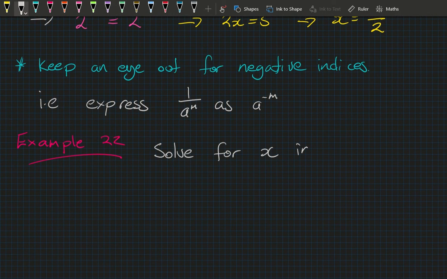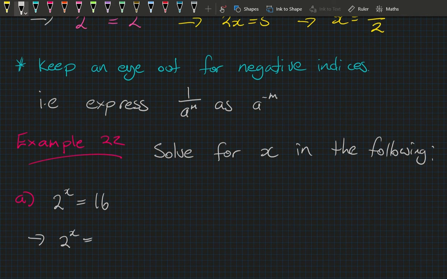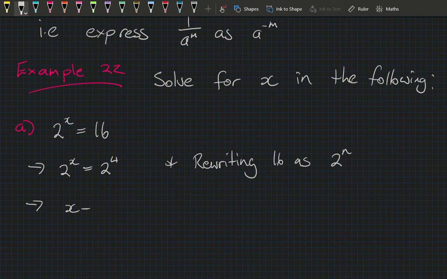Okay, in part A, we've got 2 to the x equals 16. And that means 2 to the x is equal to 2 to the 4, because we know 16 is 2 to the 4, and we should rewrite 16 as 2 to the power of n, whatever that is. Okay, so we've got 2 to the x equals 2 to the 4, so therefore x must equal 4.